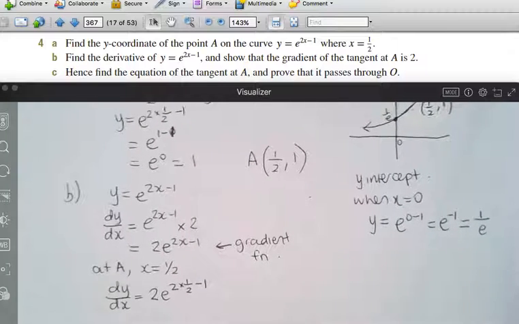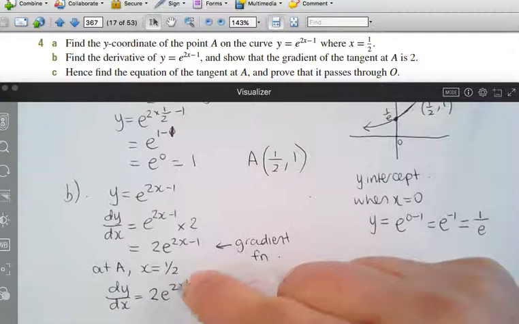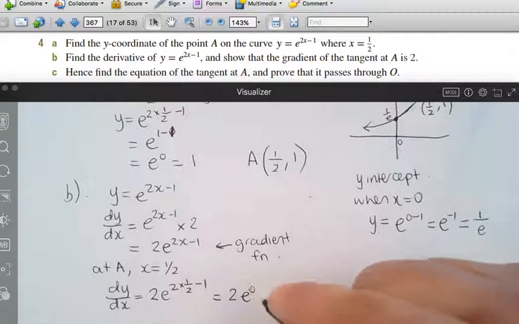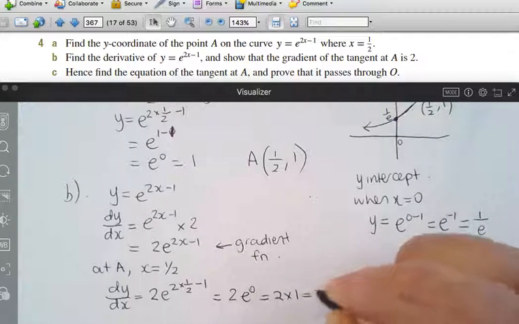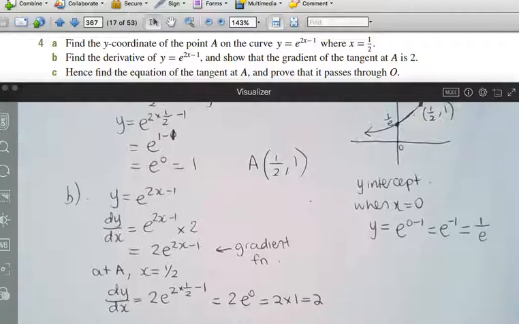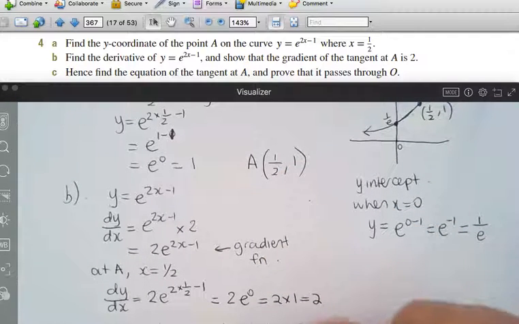Now what do we get? What's that? 2e to the 2 times a half is 1, minus 1. 2e to the 0. What's e to the 0? 2 times 1, which is 2. So therefore the gradient of the tangent at A, which has coordinates a half, 1, is 2.